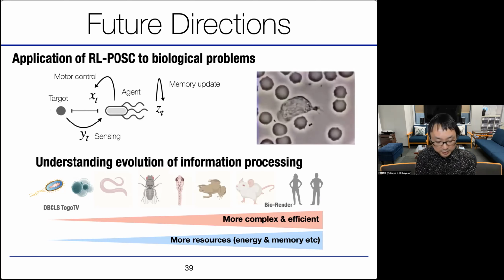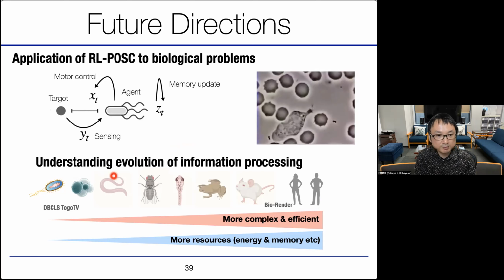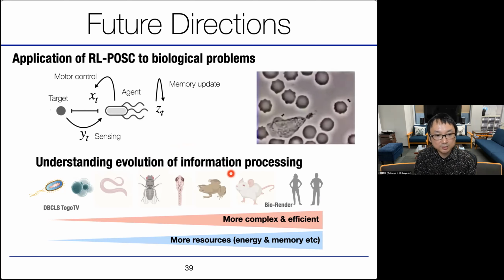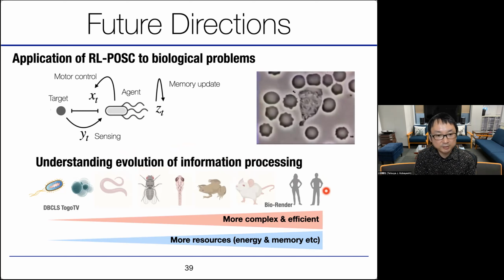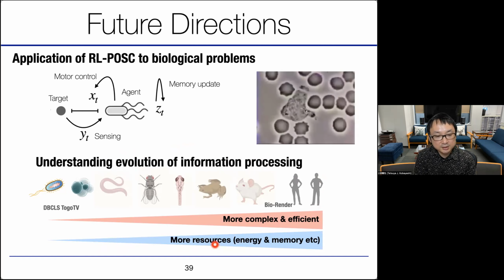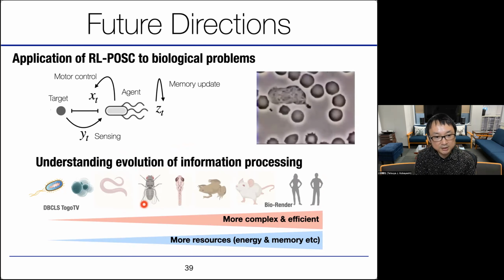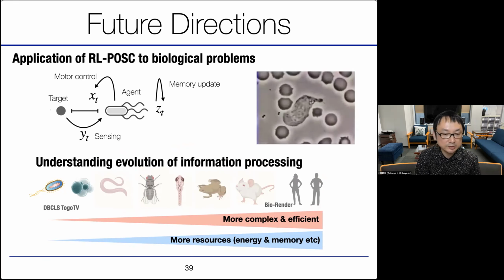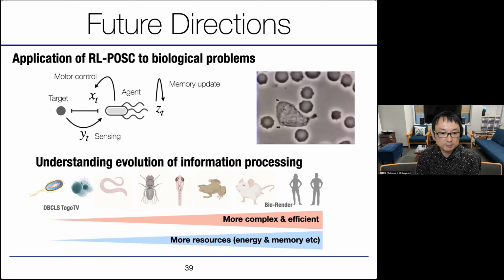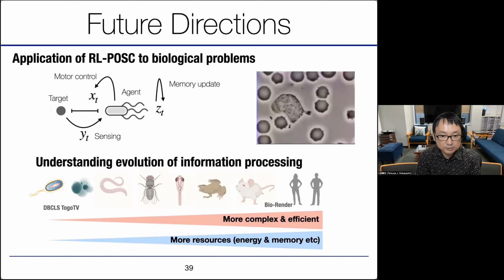We are also very interested in the evolution of information processing. We want to investigate that by using our theory. For example, what happens if we increase the available resources? Is there any kind of transition in the information processing architecture or something like that? We want to address this kind of problem in our future work.